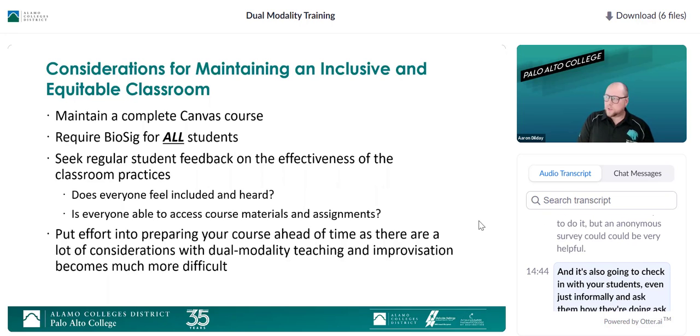And it's also good to check in with your students, even just informally, and ask them how they're doing. Ask them, can you access all the assignments? Are they all showing up the same for everybody?